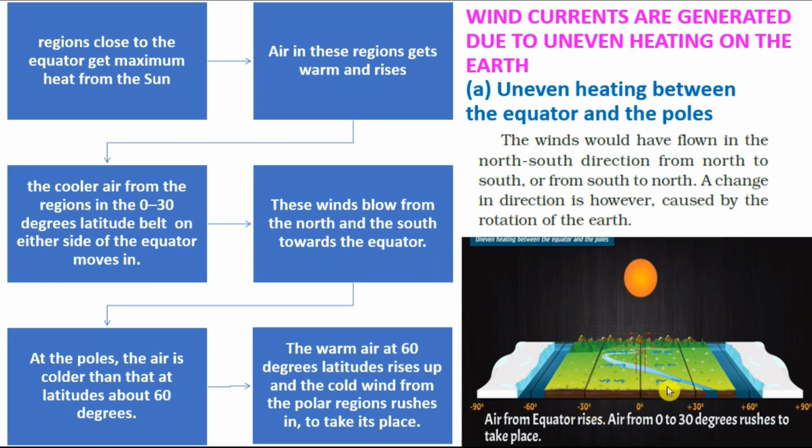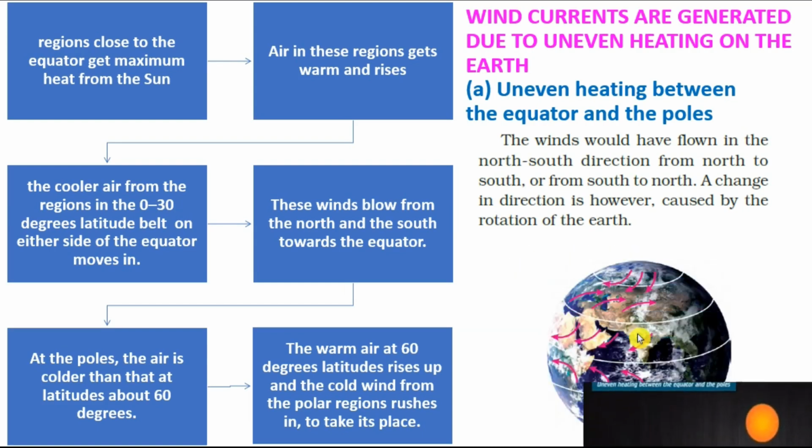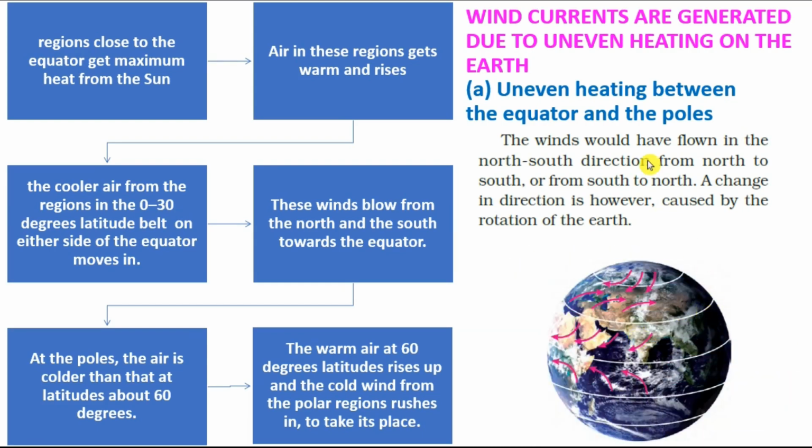At the poles, the air is colder than that at the latitude about 60 degrees. Now when we come to the poles, there also the air is colder than at the latitudes about 60 degrees. So what happens is that the warm air at 60 degree latitudes will go up and the cold wind from the polar regions will rush in to take its place. This is how the wind keeps blowing due to the uneven heating between the equator and the poles.